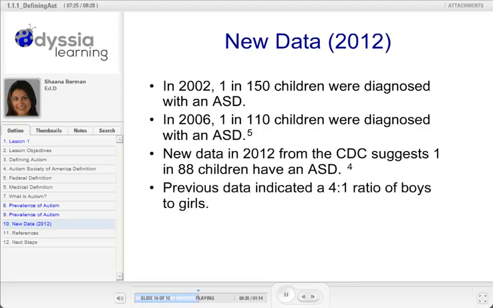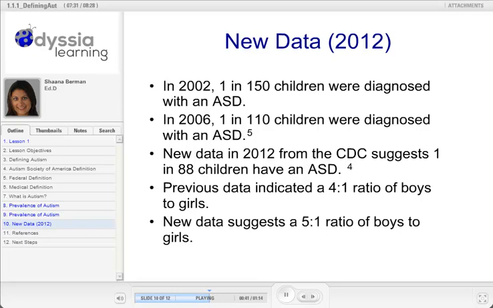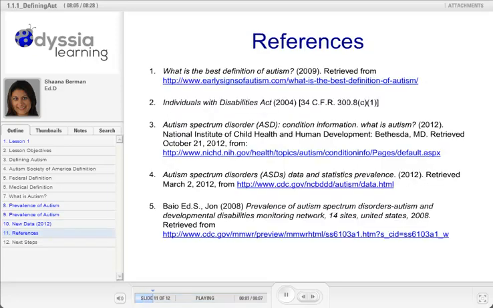While previous data indicated a 4-to-1 ratio of boys to girls, new data suggests a 5-to-1 ratio of boys to girls. While the 2012 data is not considered nationally representative, the information suggests that autism has risen 23% over the last 2 years and indicates a 78% increase over the last decade. This increase may be due to better screening and diagnosis procedures. Costs associated with treating the disorder have reached $126 billion annually in the United States, making autism an epidemic of national and international proportions. Please refer to the references listed below for more information.